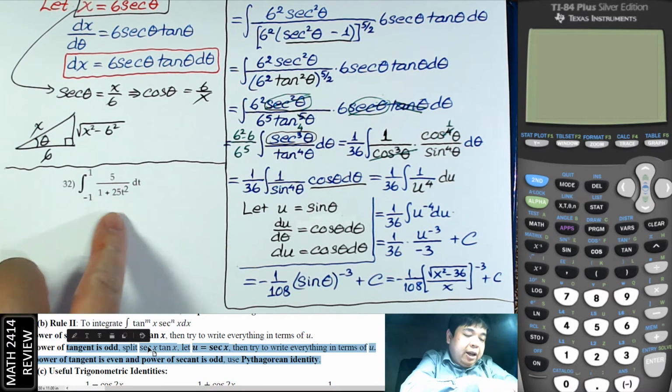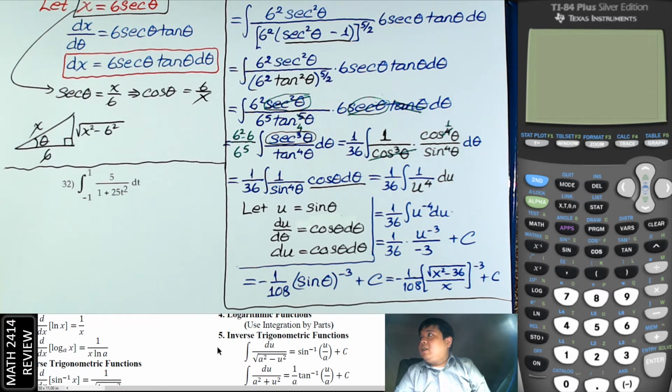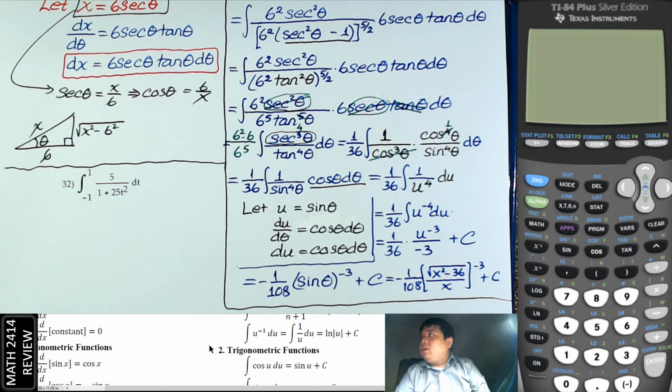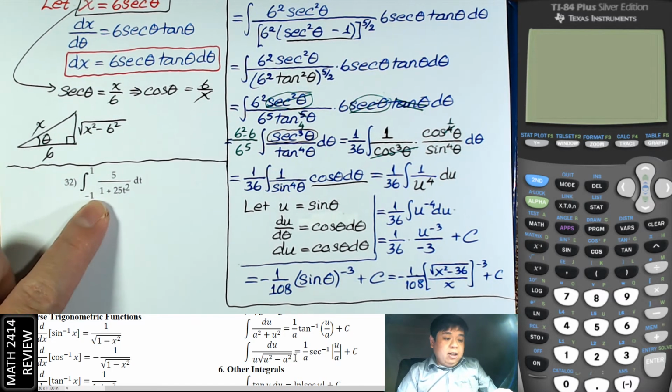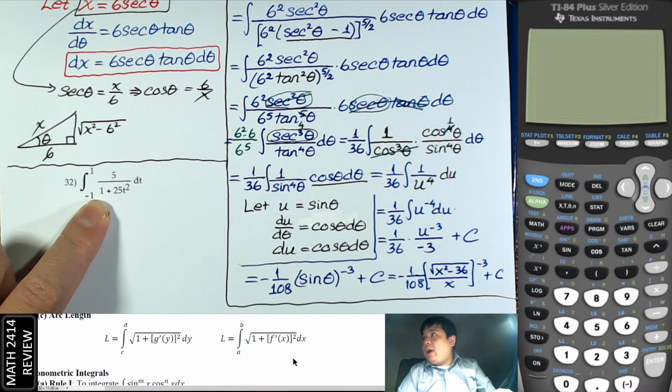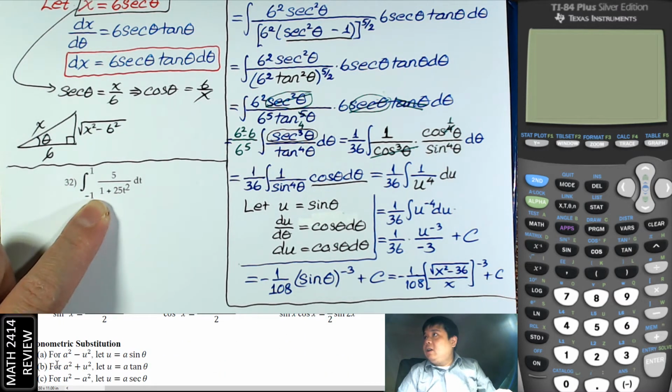Right, let's try this one. Actually, I think this is the tangent inverse. Yep, so that should be tangent inverse. But let's do trig substitution instead. We have a constant squared plus a variable squared.